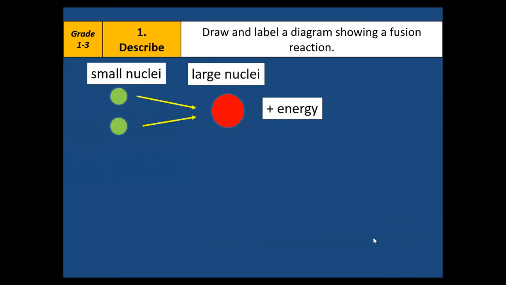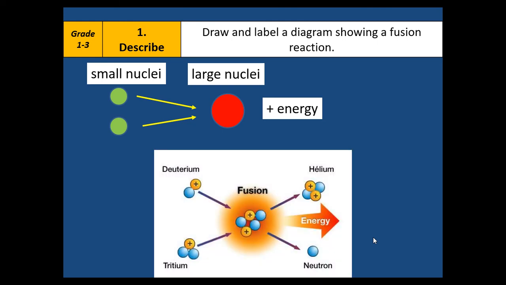So, number one, to represent fusion in a diagram, you can simply do two smaller nuclei becoming a larger nucleus, and energy is made. In a bit more detail, you can show the specific nuclei, the protons and the neutrons fusing together, and you get the helium and the neutron.